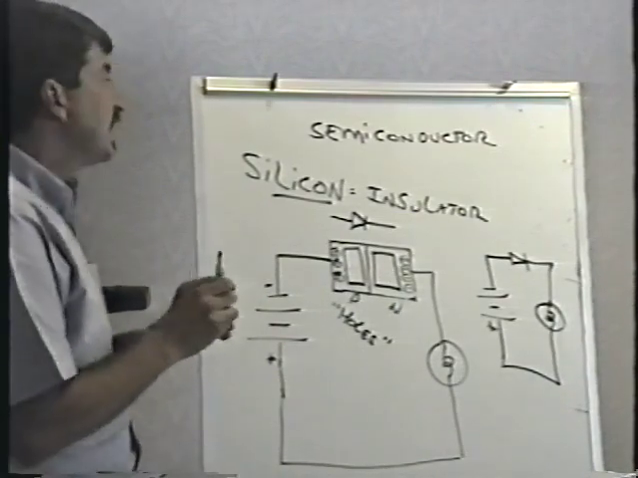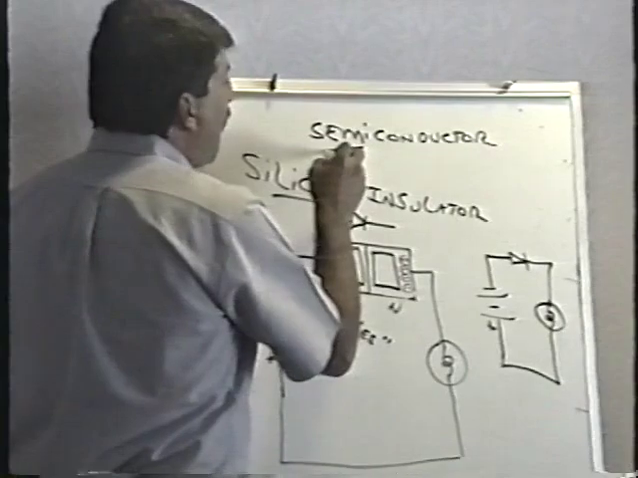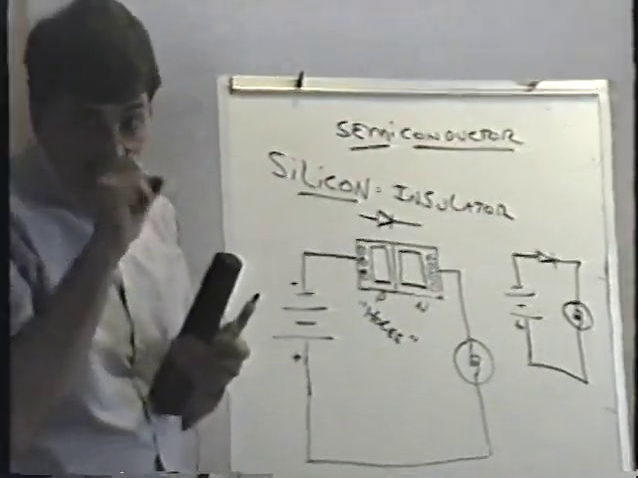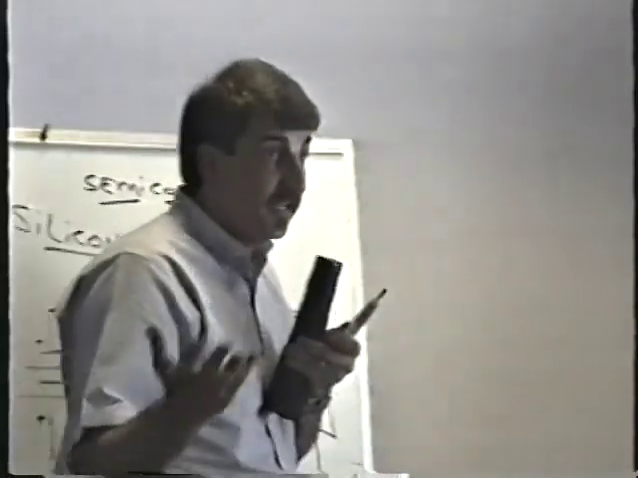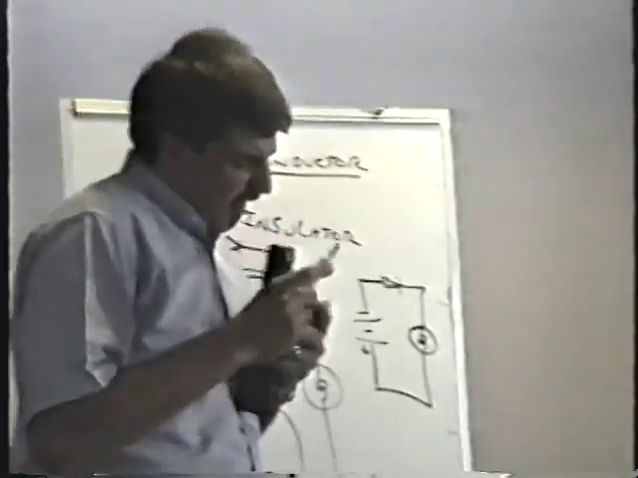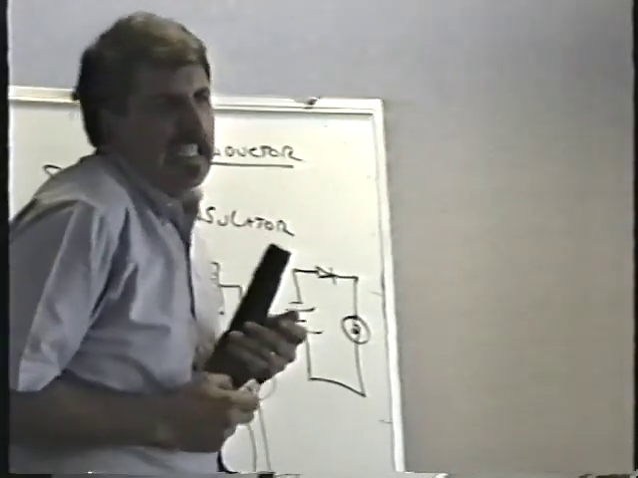That's why these things are called semiconductors. They're called semiconductors because sometimes they conduct. Sometimes they conduct. They're not called semiconductors because, oh, well, they kind of conduct, but they do a real poor job of it.